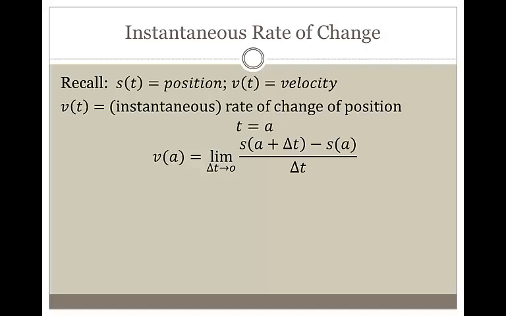In other words, we're calculating our change in position divided by the change in time over a smaller and smaller time interval until that time interval becomes nearly 0. Let's use this to define the instantaneous rate of change for any function.